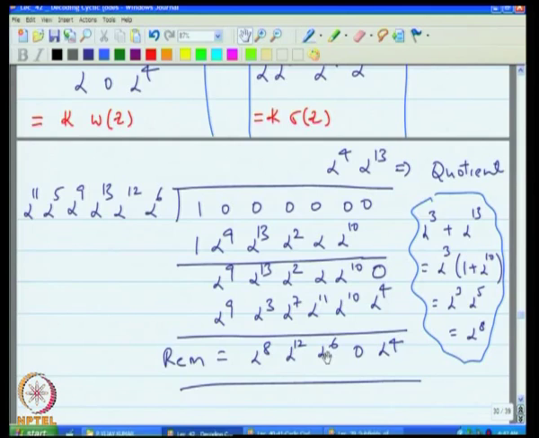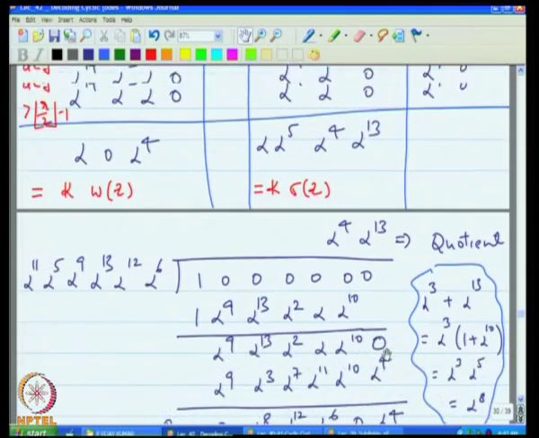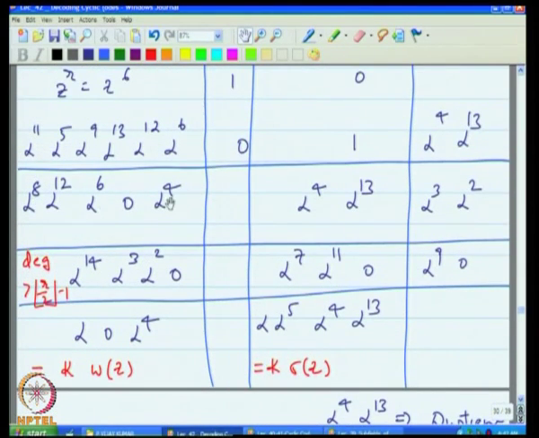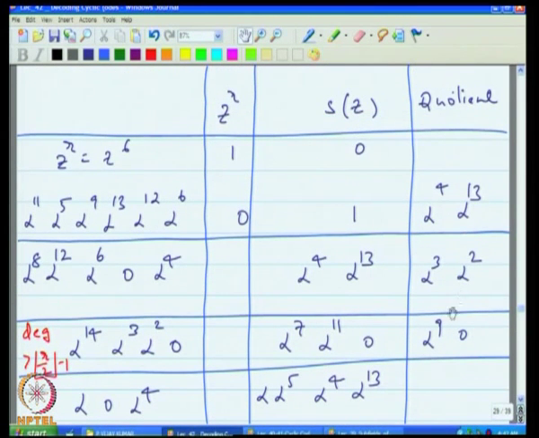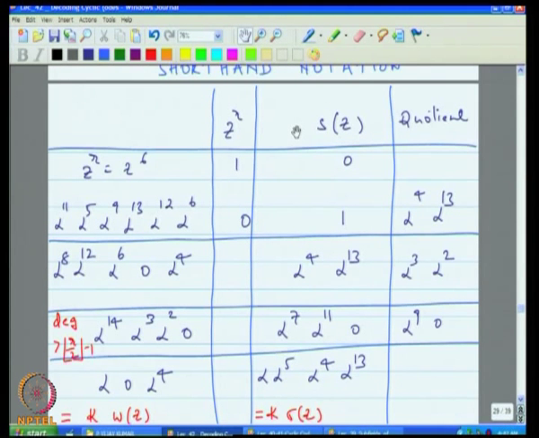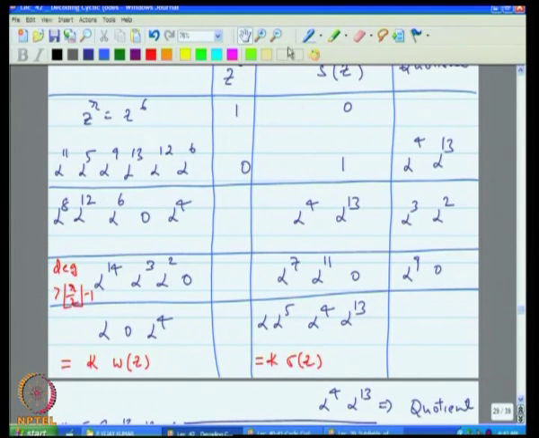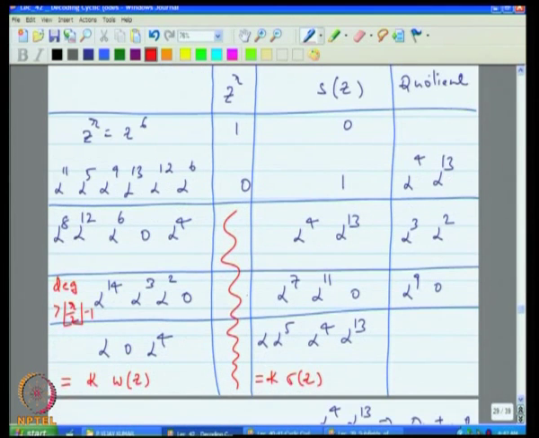Similarly, this is 12, this is 6, 0, alpha to the 4. So, this is your remainder now, 8, 12, 6, 0, 4. So, here is your remainder, and the quotient was alpha 4, alpha 13. Now, in the Euclidean algorithm, you have to treat this like an Excel spreadsheet, and whatever you do here, you must replicate here. Now, it turns out that we do not really care what happens in this column, because it is not material to our calculations. So, I will just erase that, and we will focus only on replicating the calculation that gave us this here.